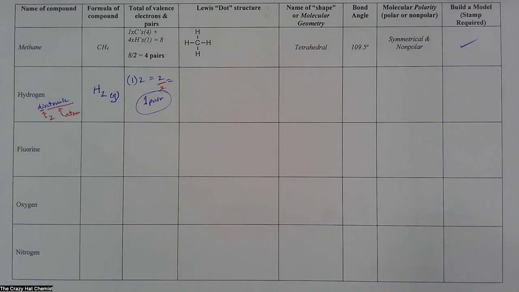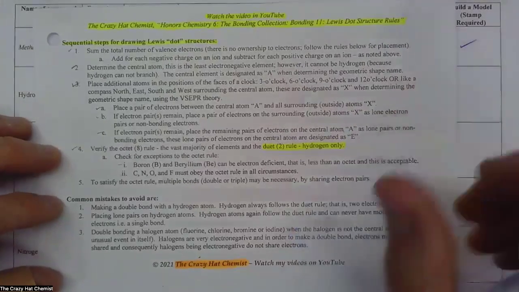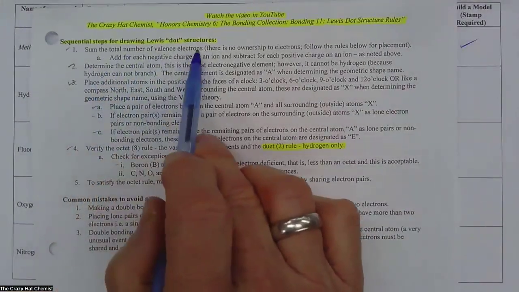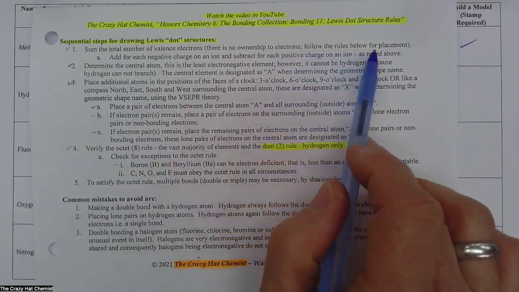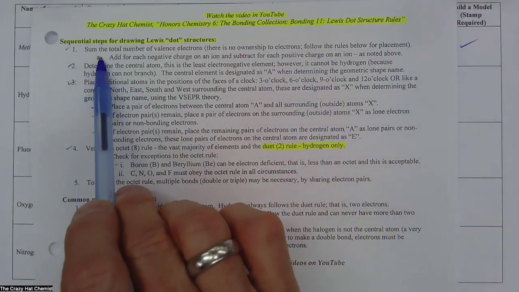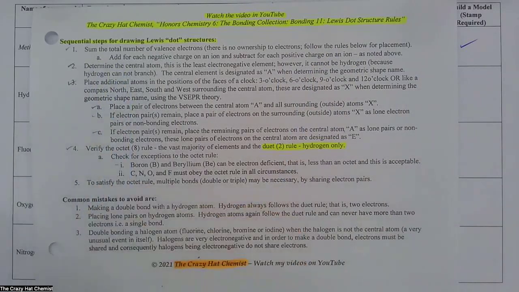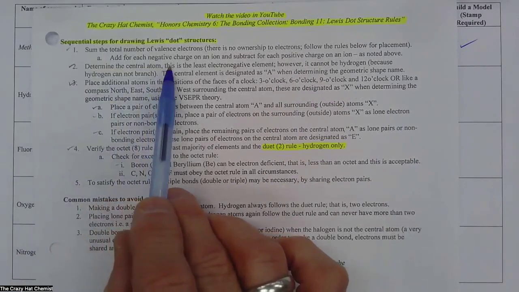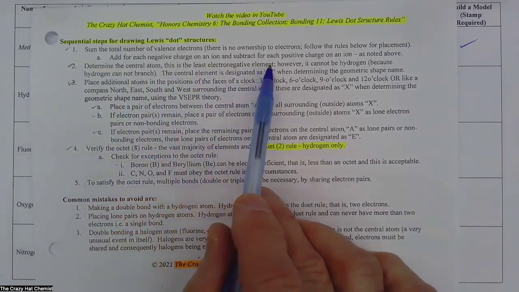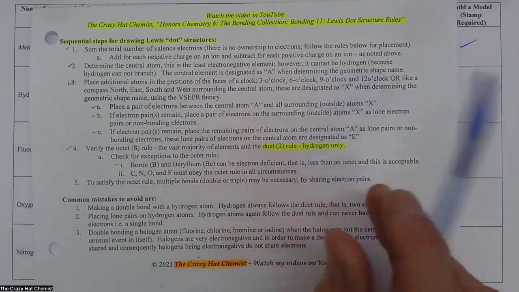Okay. And then what we're going to do is look on this lower half of this worksheet here. We have summed up the total number of valence electrons. There's no ownership to electrons. Follow the rules below for placement. We don't have to do A because there's no positive or negative charge. We're going to determine the central atom, that is the least electronegative element. However, it cannot be hydrogen.